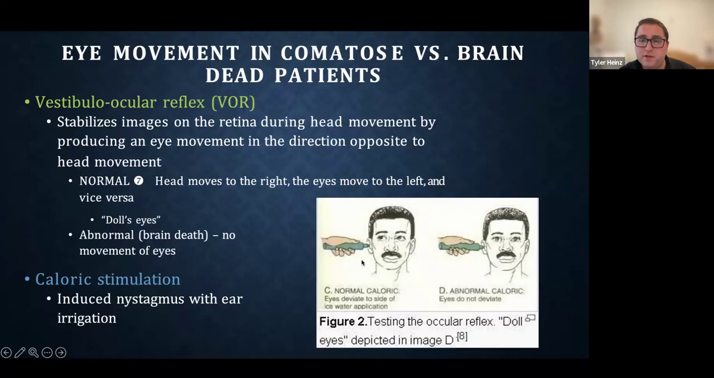Normal is if you're putting cold liquid into the ear, your eyes are going to roll over to that side. Abnormal, so of course it's going to be your brain dead patients, the eyes are not going to deviate away. So that's our caloric stimulation induced nystagmus with ear irrigation. So we're always checking this to make sure that the patients are either comatose or brain dead. Just another test that we can do.